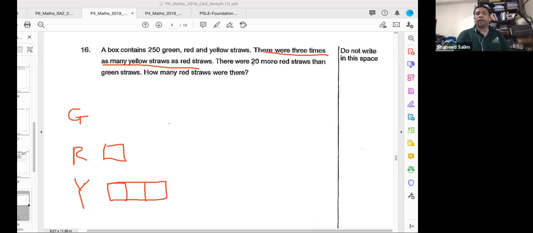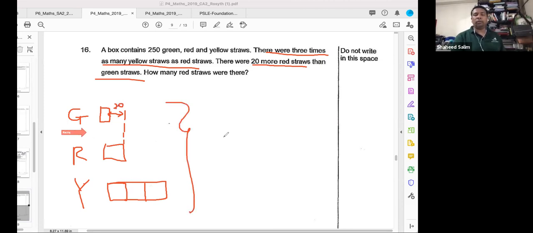Then they tell you there's 20 more red straws than green. Now red and green, which one is more? Did red more or green more? Red more, okay, good. So green must be less. Let's say green is like that. So from here to here, we know how much this is. Red got 20 more than green down here. So now the whole thing equals 250.